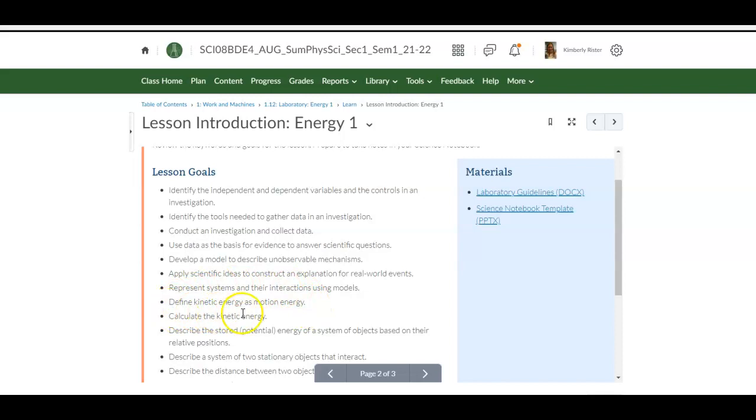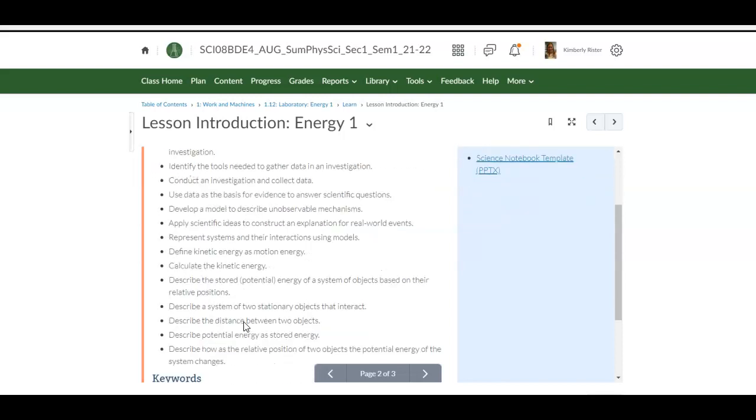So there is something that should go on your left side of your science notebook template. The left side is your personal notes. So you've got a definition here. It also shows you how to calculate kinetic energy. You've learned that in the lesson, so hopefully you have that formula in your notes.